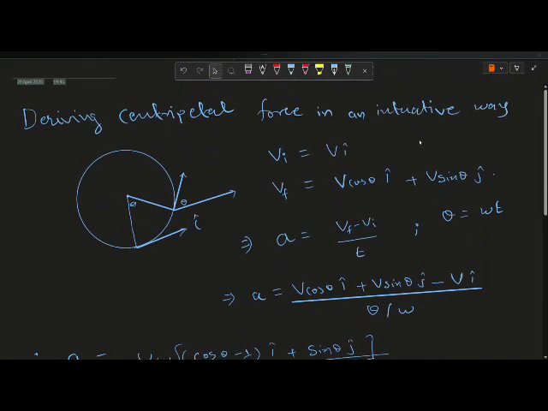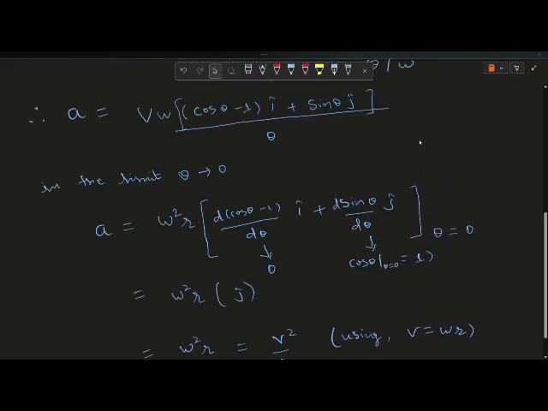Hello. So I'm making this video to derive the expression for centripetal force in a simpler way. When I was in 11th and came across this concept of centripetal force, I was very confused, because what it basically says is if a particle is moving in a uniform circular motion, then it is subjected to a constant force which is directed towards the center and it is given by F is equal to mv square by r.